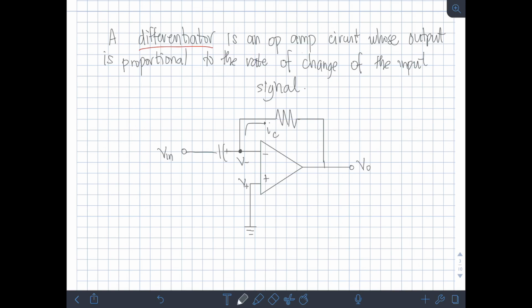So, ano ba yung differentiator? So, sabi, a differentiator is an op-amp circuit whose output is proportional to the rate of change of the input signal. So, from the word itself, differentiator, yung op-amp output daw natin ay proportional doon sa derivative or rate of change ng input signal. So, i-derivative natin yung input signal para makuha natin yung output signal ng op-amp. This time, yung feedback element natin ngayon ay resistor at yung input element natin ay capacitor.